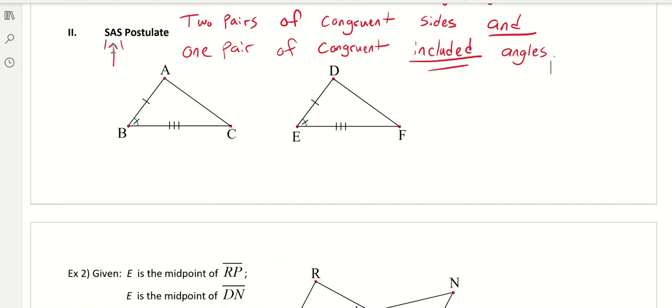Notice where the A is in SAS. The A is sandwiched between the two sides. That is by design. This lets you know that the angle A has to be an included angle. Let me give you a non-example. But by the way, we can write then that triangle ABC is congruent to triangle DEF. This is the conclusion we can make.